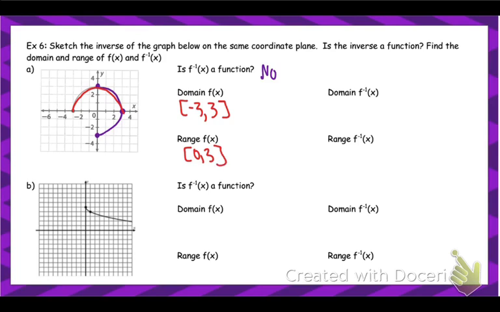Well, now let's look at the domain and range of the inverse. Domain, left to right, 0 to 3. Range, bottom to top, -3 to 3. So you may notice something.